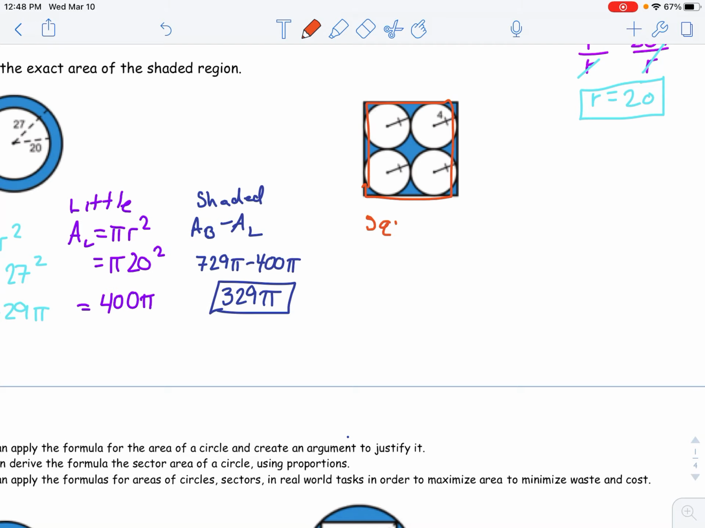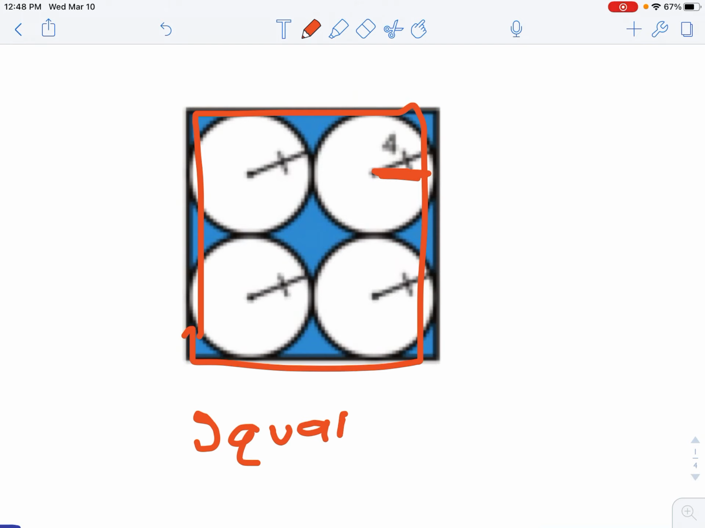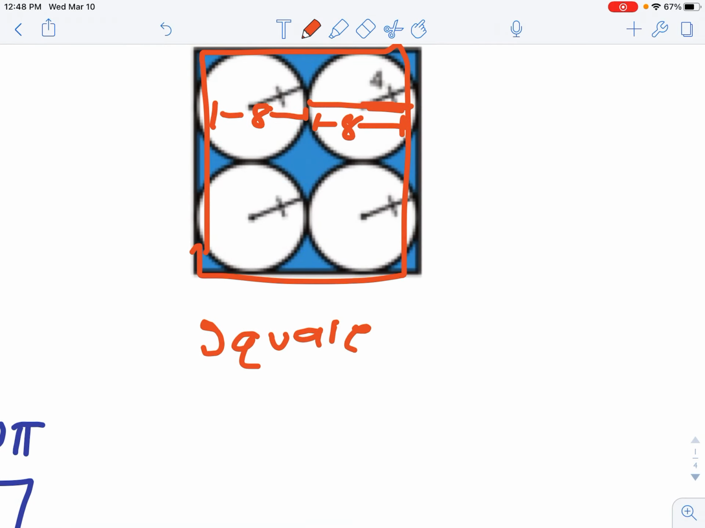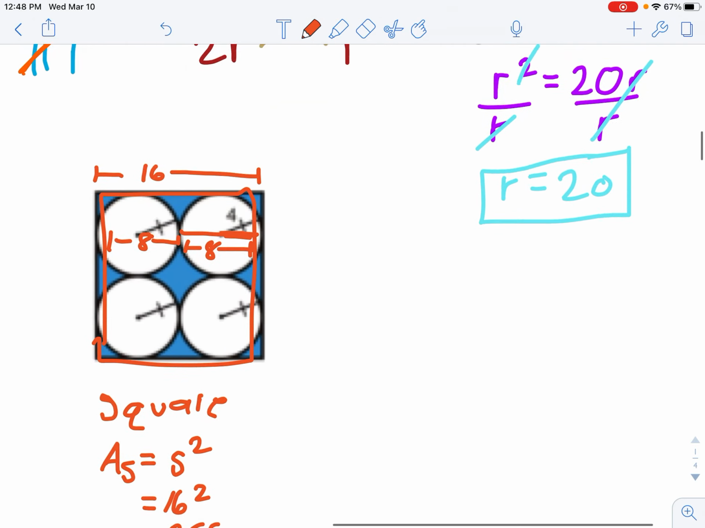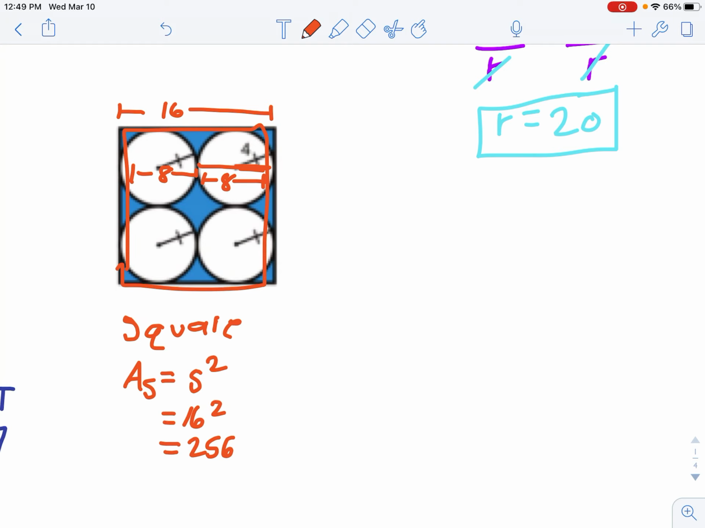First thing we have to realize, let me focus on this square first. Since the radius is 4, that means the diameter is 8, which means that the whole side of the square is 16. Then that's 8 as well. The area of the square, remember, is just side length squared, so it's going to be 16 squared, or 256. When we're doing these crazy problems, we just want to start off with some basic things we know, such as the area of the square.